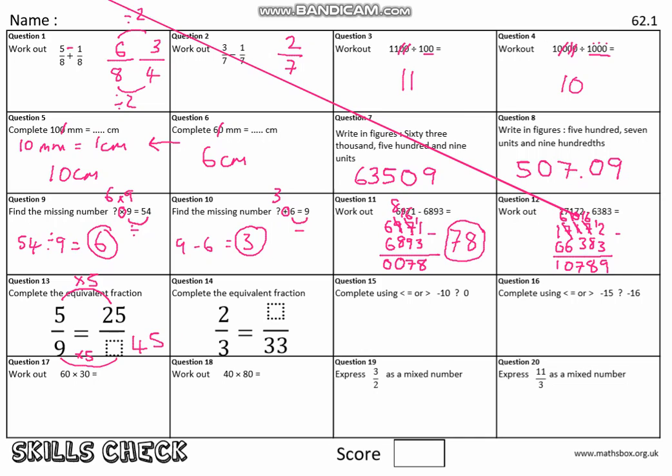Next one then. This time they've given me the denominator. So I've gone from 3 to 33. And I've got to figure out how I got there. What did I times 3 by to get to 33? Well, I can work that out by doing 33 divided by 3. And that's 11. So I know that we've done 3 times 11. So we've just got to do the same to the top. So 2 times 11 is 22. So 2 over 3 is the same as 22 over 33.